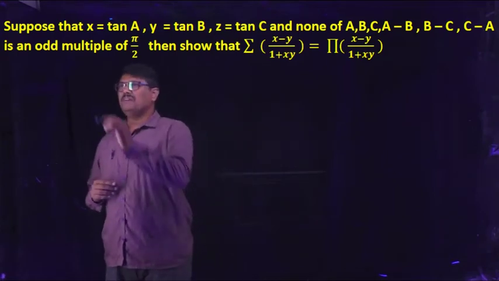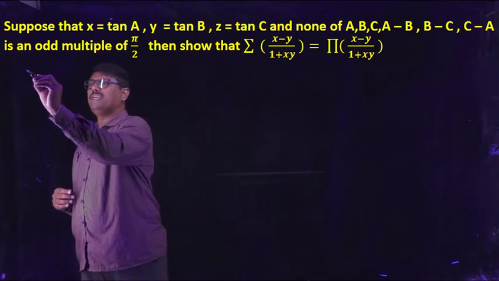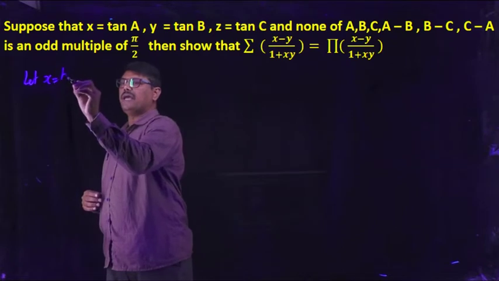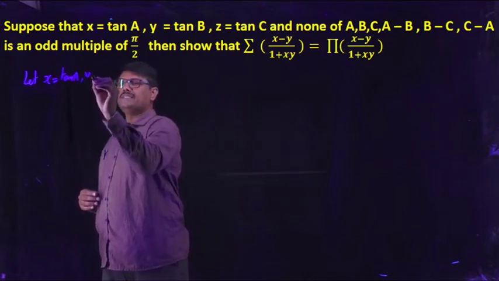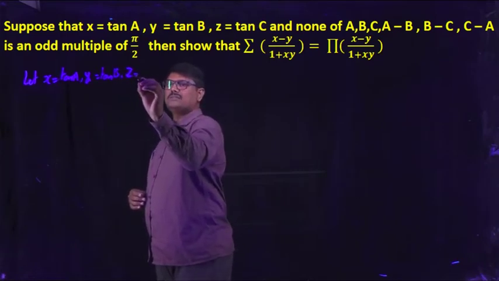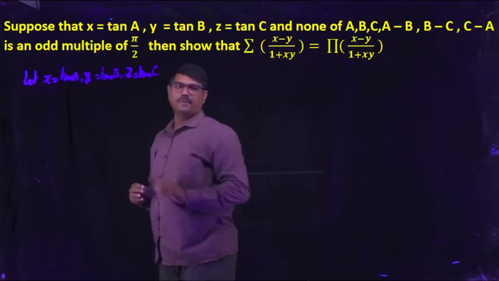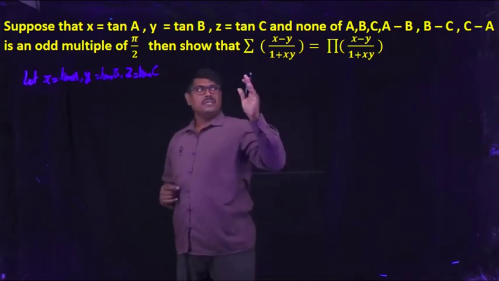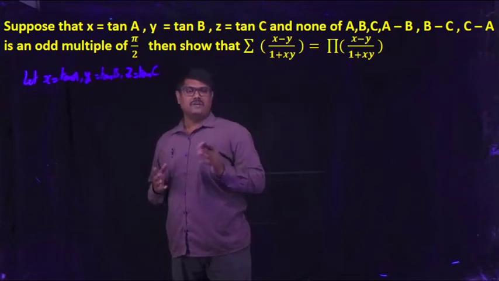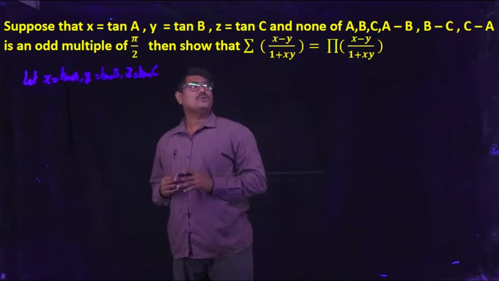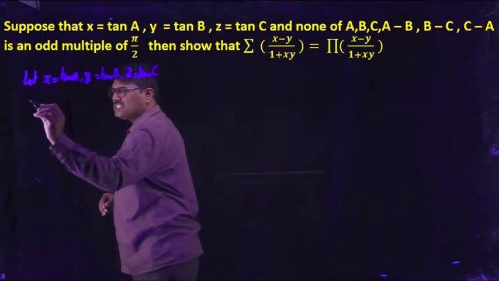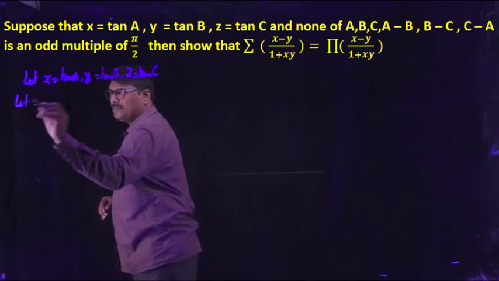For the problem, let us start the answer with the given information. They have given x is equal to tan A, y is equal to tan B and z is equal to tan C. This is the starting information they have given, and it is mentioned that A, B, C, A minus B, B minus C, C minus A are none of them odd multiples of pi by 2. Later we will discuss why the condition is given.